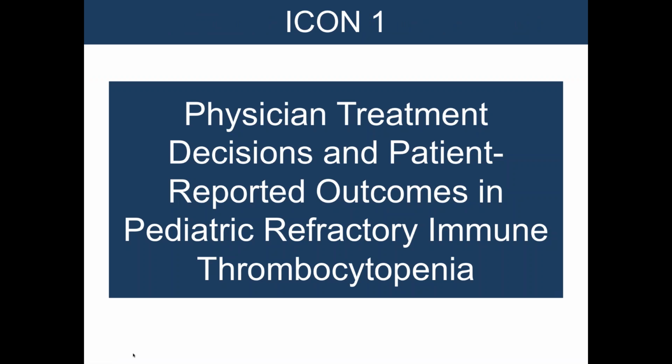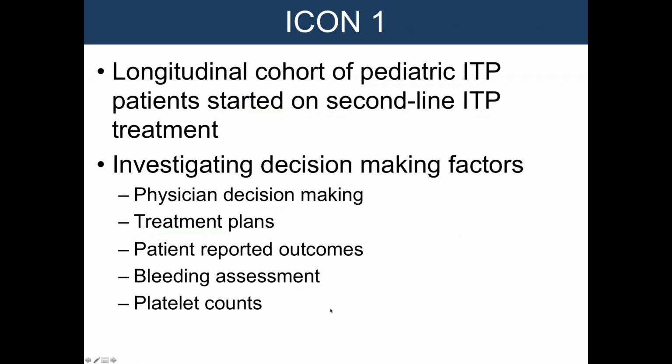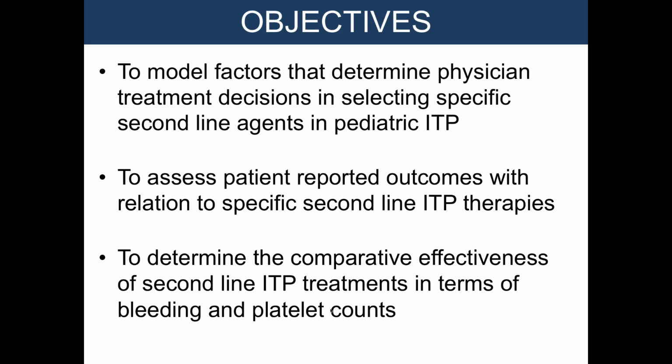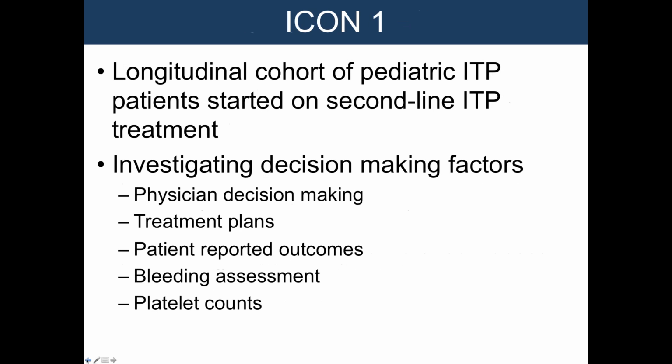Our main study that's open and accruing patients right now is ICON 1. The title of this study is Physician Treatment Decisions and Patient-Reported Outcomes in Pediatric Refractory ITP. And so this is a longitudinal cohort study of pediatric ITP patients that are started on second-line treatment. So unlike prior studies that have really focused on the duration of disease, being either studies in chronic ITP or acute ITP, we're really more interested in any child receiving a second-line therapy. So it doesn't matter if that patient is 10 days out from their diagnosis or 18 months out from their diagnosis.